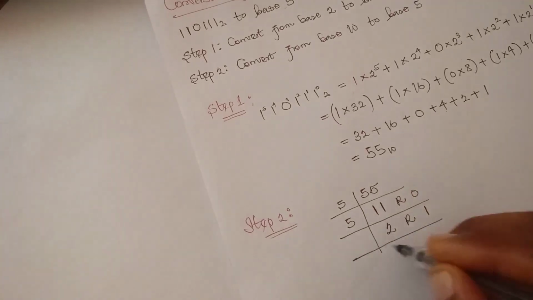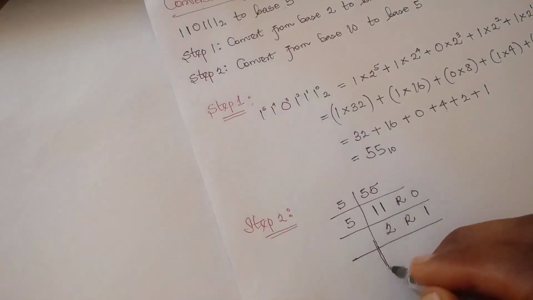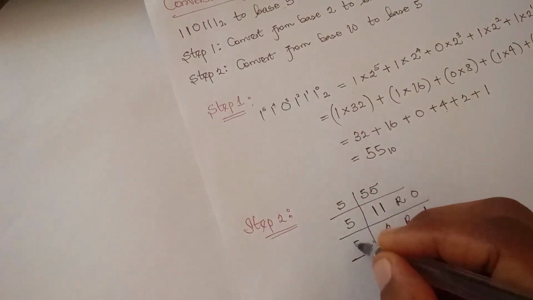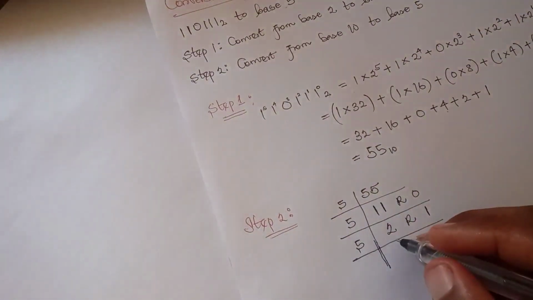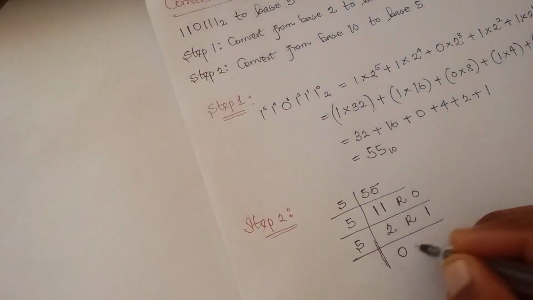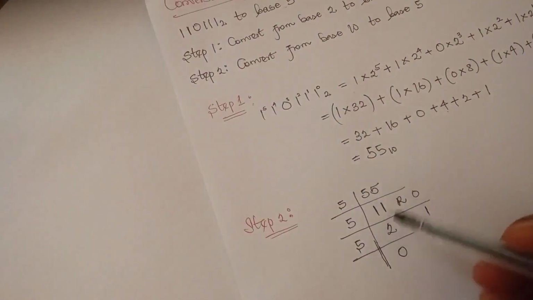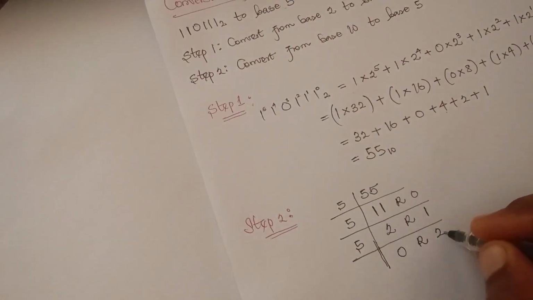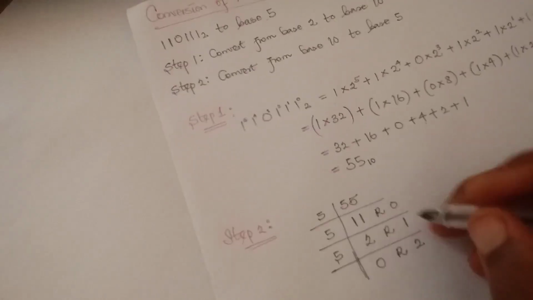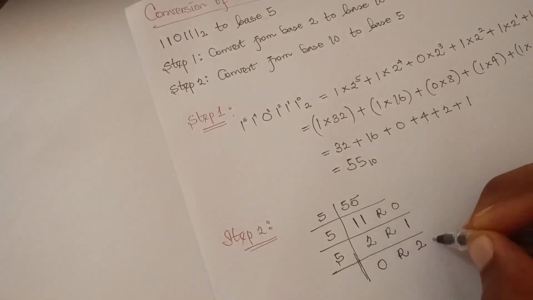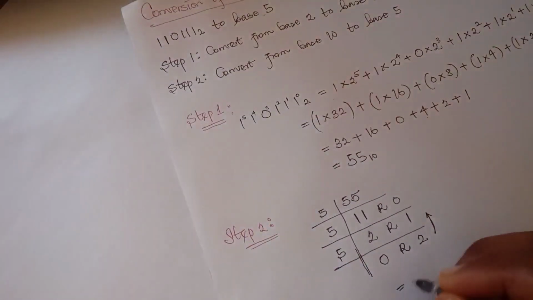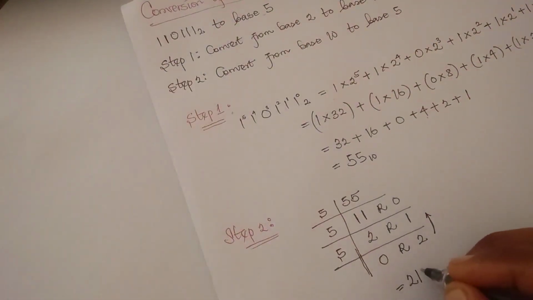Then do we still have something? Remember I said when we are dealing with number bases, we are dividing until we get to 0. So we have 5 again in 2. Is that possible? No. So that will be 0, remainder 2. You can't find 5 inside of 2. And because we are dealing with the remainders, we take the numbers from beneath to above. So our number in base 5 will be 2, 1, 0.